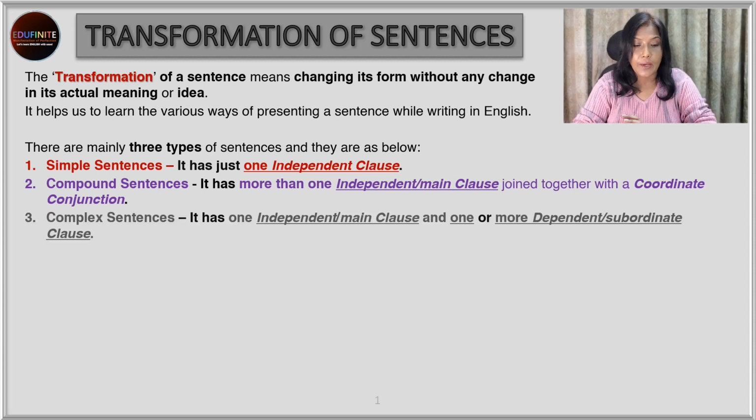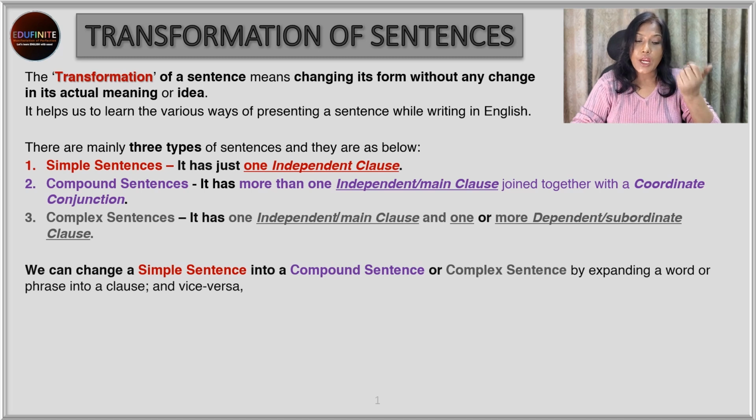Next, we come to complex sentences. Now, a complex sentence has one independent clause and one or more dependent or subordinate clauses. Now, independent clause is also known as main clause. So, this is how the different types of sentences are formed: simple sentence, compound sentence, and complex sentence.